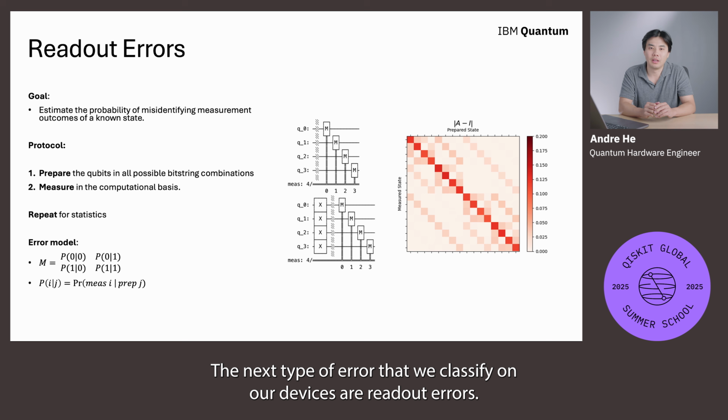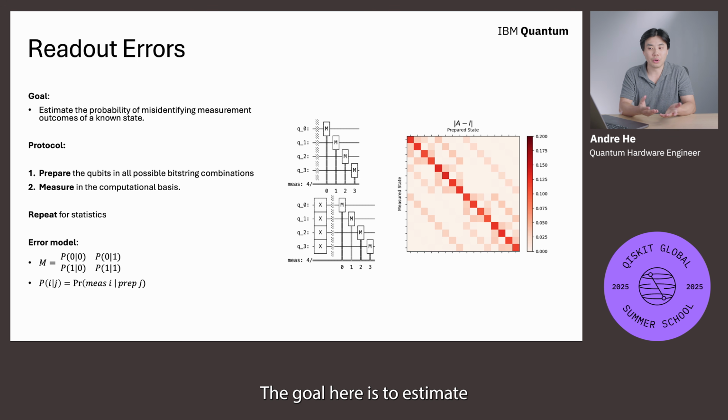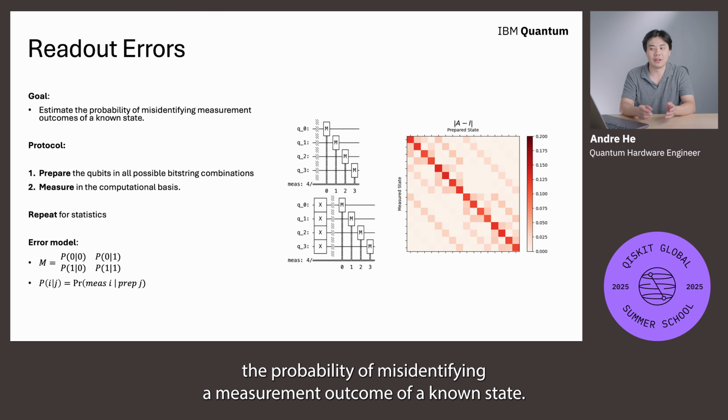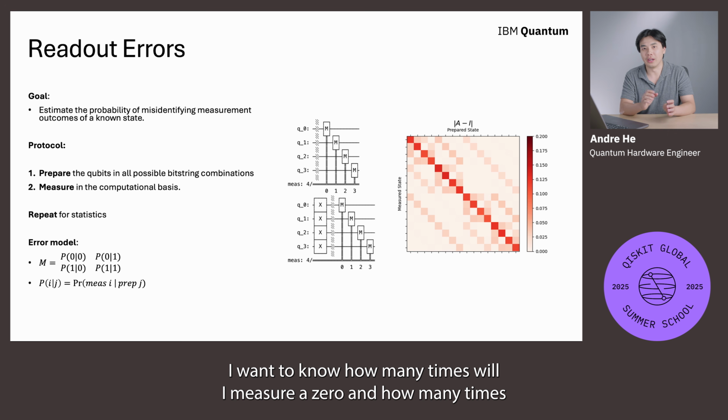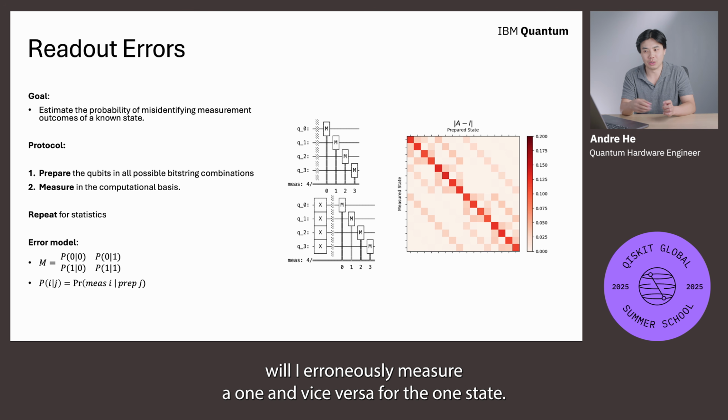And moving on, the next type of error that we classify on our devices are readout errors. The goal here is to estimate the probability of misidentifying a measurement outcome of a known state. So for example, if I prepare a 0, I want to know how many times will I measure a 0 and how many times will I erroneously measure a 1, and vice versa for the 1 state.